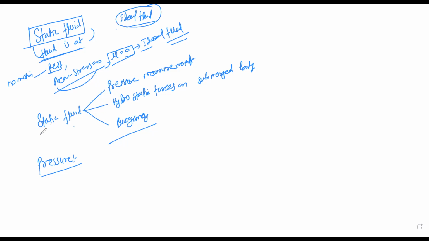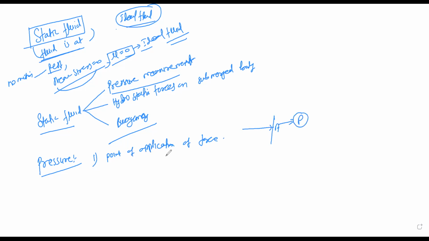And in static fluid, we will discuss three subtopics: pressure measurement, hydrostatic forces, and buoyancy. First of all, we'll start with pressure. The pressure is always due to the point of application of force. If the force is acting at one point, at that point the pressure will generate.